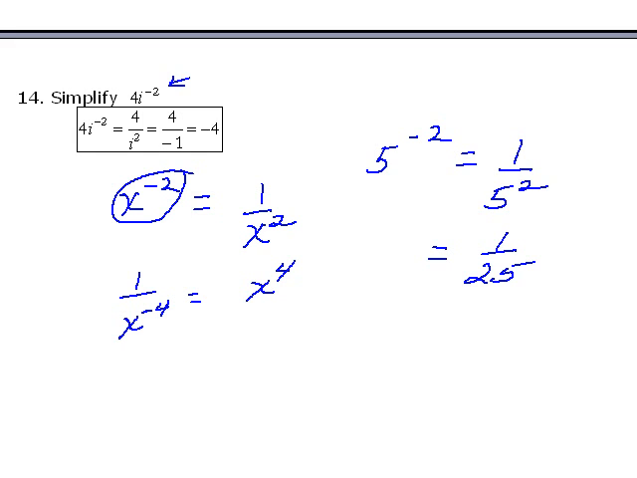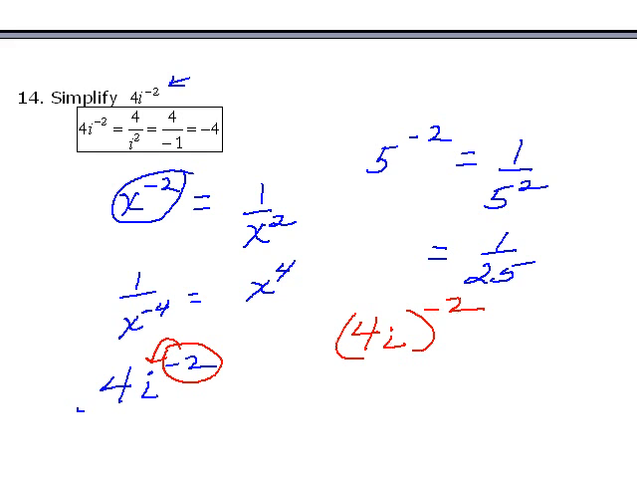And the second part of this problem is that the scope of an exponent is only the next variable or the next number or whatever is in parentheses. So if I have 4i to the minus 2, the minus 2 itself only pertains to the i. The 4 isn't within the scope of the exponent. On the other hand, if it was like this, then the 4 would be part of the minus 2. You see that difference? That's an important difference.